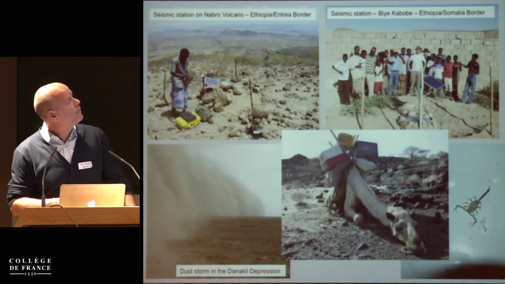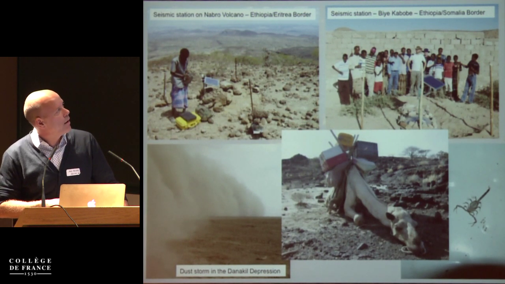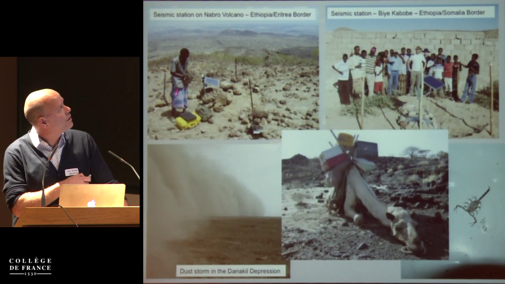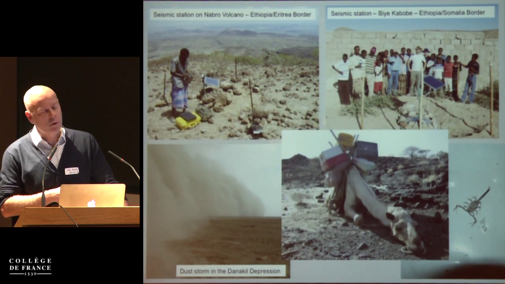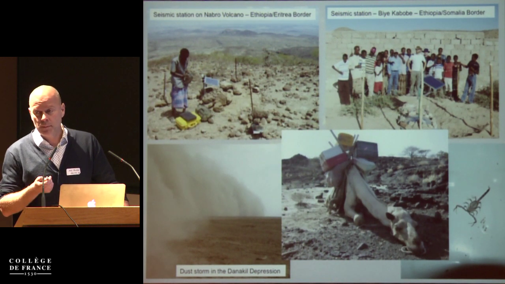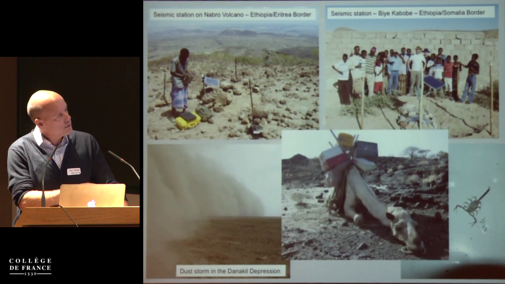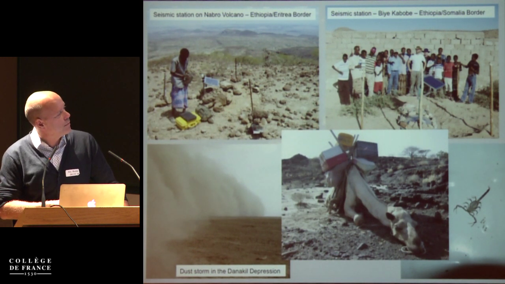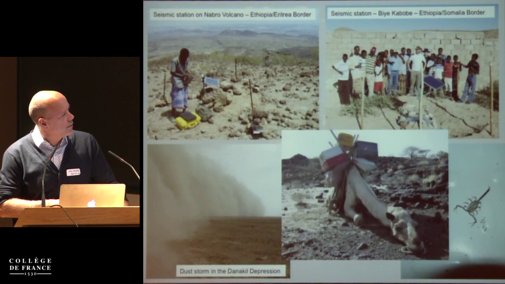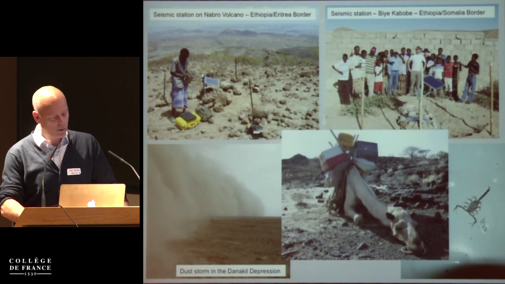And just some fieldwork pictures. It's a spectacular area to work in. This is a seismic station in Eritrea on the Nabro volcano, which erupted a few years ago. Here's a station near the Somalia border. It's challenging. The weather can change a lot, and as you can see from the camel, it's rewarding, but sometimes quite tiring.